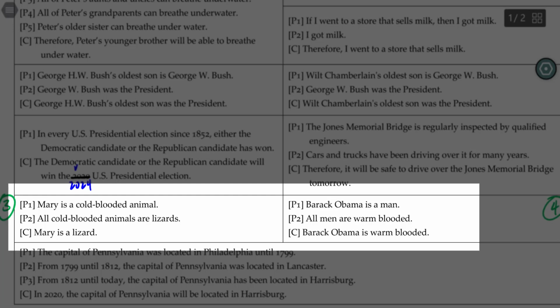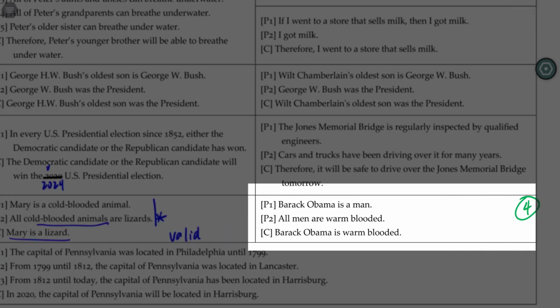Okay, let's look at these two. Mary is a cold-blooded animal. All cold-blooded animals are lizards. Therefore, Mary is a lizard. This is valid. All cold-blooded animals are lizards, according to premise 2. Mary is a cold-blooded animal, so therefore it has to be the case that Mary is a lizard. Now notice in this case that premise 2 is false. It's not just lizards that are cold-blooded, but we don't care about that when we're evaluating whether or not the argument is valid. All we care about is if these two premises are true, what does that mean for the conclusion?